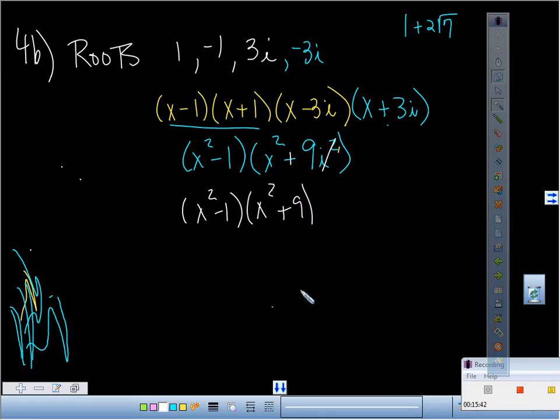All right, that i squared is -1, this makes a plus. So actually what you're multiplying is x squared minus 1 times x squared plus 9. Can we fool this? Yeah, you can. So what's first comes first? What does the outers give you? Plus 9x squared. What do the inners give you? What's 9x squared minus x squared? Very good. 8x squared.